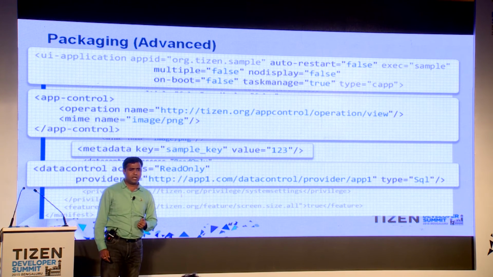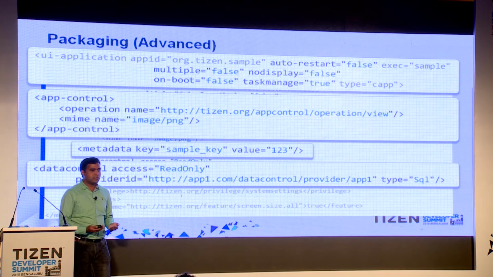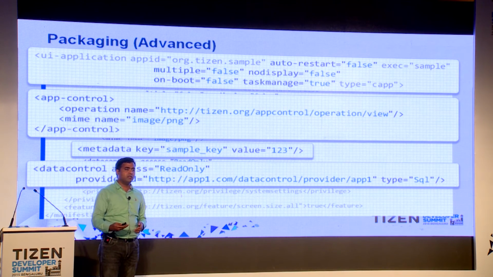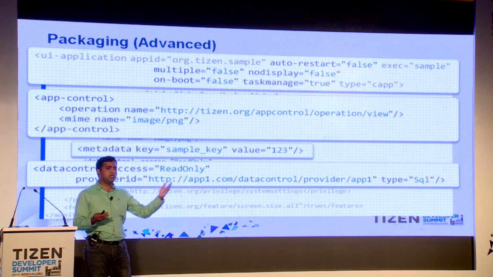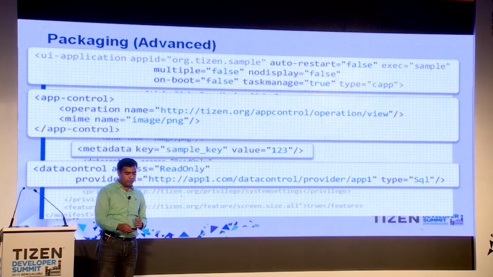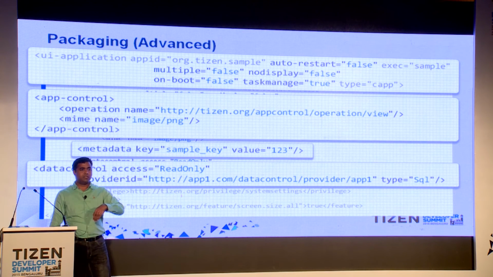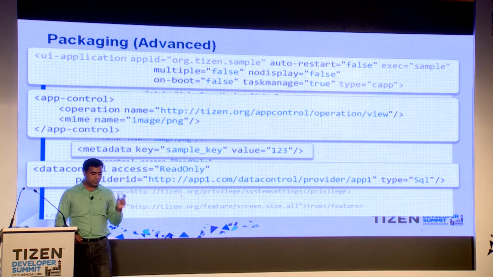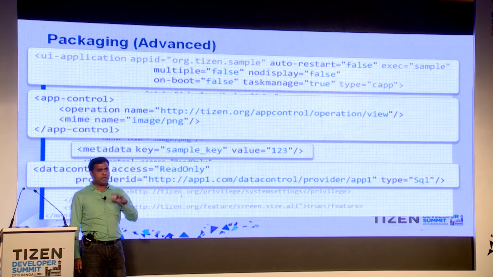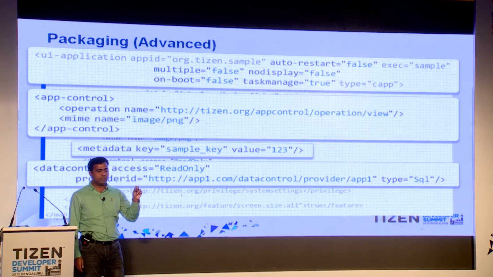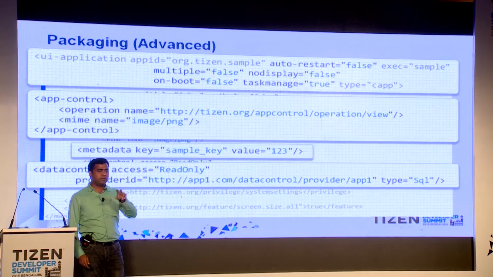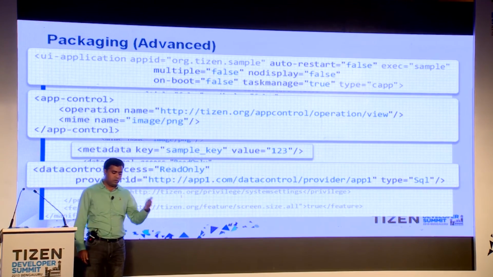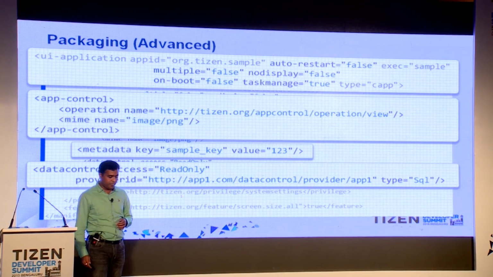And the next element is data control. If you have a service application which is maintaining a certain database, then it can provide that database to the consumers. This is how you can mention the provider ID, that is the application which is providing this particular data, and what kind of access, whether it's read only or write, and the type of database. Tizen supports two types: one is SQL and another is Map. Map is a simple key value based data control, whereas SQL is row and column based.